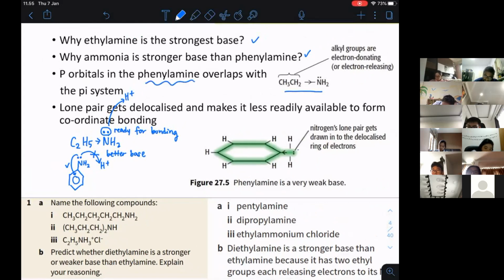The electrons are in the p orbital. They overlap with the pi system. So it means these electrons come and delocalize within the ring over here. They are going to be delocalized across all the 6 carbons in the ring, and it will make them less readily available to form coordinate bonding. Because it's less available, it is a very weak base. That's the answer for this.